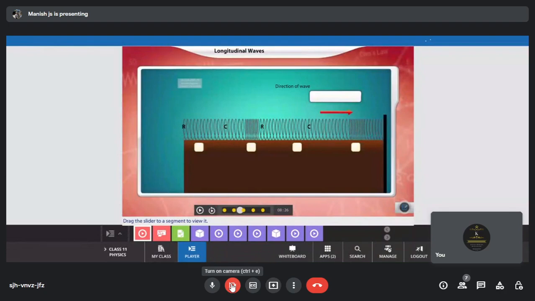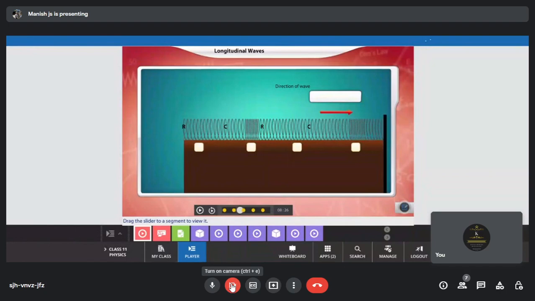So these compressions and rarefactions move alternately. That is, if there is a compression, behind it there will be a rarefaction, and then the next compression. So consecutively they keep moving. So that is how in longitudinal waves the compressions and rarefactions keep traveling alternately. And this is a classic example of the longitudinal waveform.